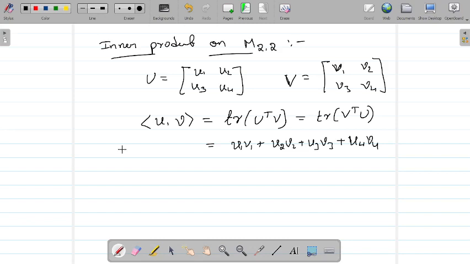So I'd like to know what is the trace. Trace is nothing but the sum of the diagonal entries. So what is the first diagonal entry here? U1 into V1 plus U3 into V3. That is the first diagonal entry. And next, I'd like to look at the next diagonal, that is U2 into V2 plus U4 into V4. Okay, so now when you take their sum, this sum is nothing but U1 V1 plus U2 V2 plus U3 V3 plus this.